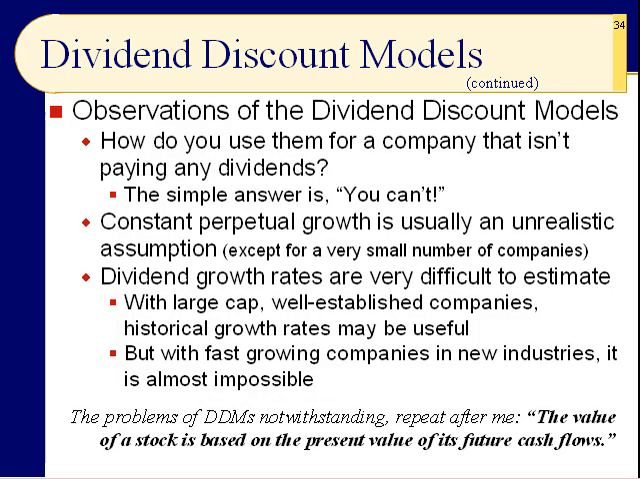Slide number 34. Observations of the dividend discount models. How do we use them for a company that isn't paying dividends? Well, the simple answer is you can't. At least the ones we've looked at so far, because all the dividends are zero. The constant perpetual growth rate is usually an unrealistic assumption, except for those very small numbers of blue chip companies, multinationals that have their roots deep in the economy, that aren't going anywhere. They're not sexy, they're not exciting, but boy, do they deliver over the long term.